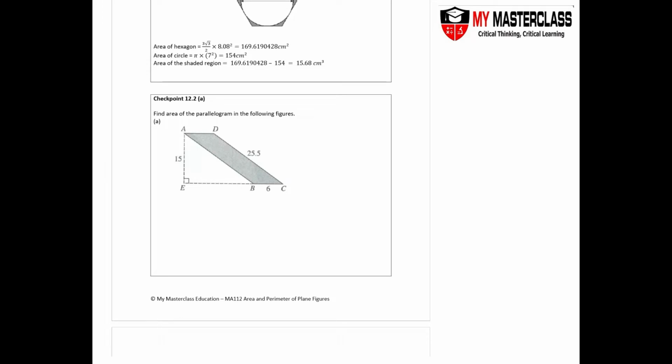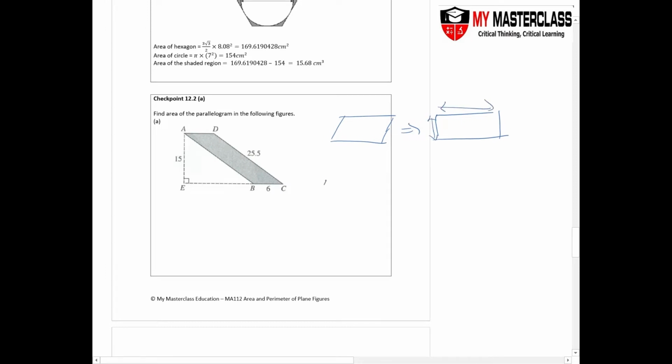Now in the topic of area and perimeter of plane figures, let's take a look at checkpoint 12.2 part A. They're asking you to find the area of the parallelogram in the following figures. A parallelogram is technically the other conversion of just a rectangle, right? So all you need to do is find the length times breadth, because it applies the same way.